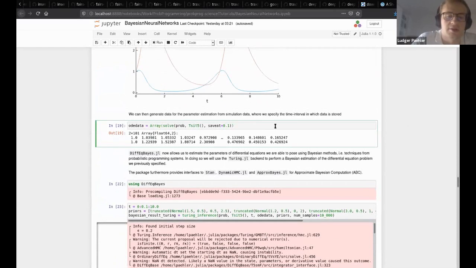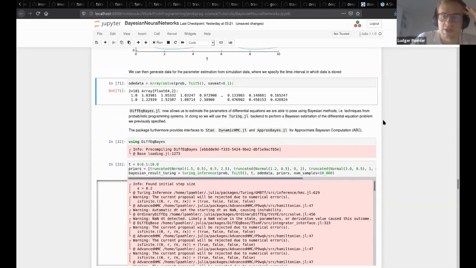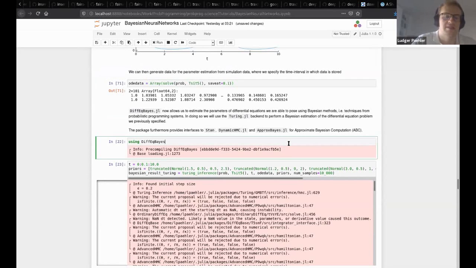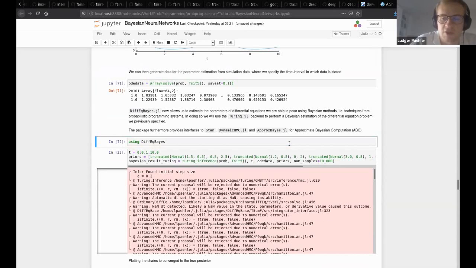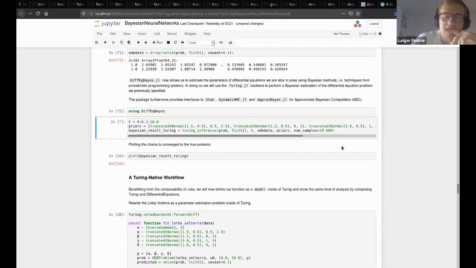So now let's generate ourselves some more data. And now let's combine this idea of having this differential equation as a model with Bayesian analysis, especially Turing as a probabilistic programming system. There's this package which already brings part of the functionality that we need to combine it with Bayesian analysis. Here we give our priors over the initial parameters, and then we can use Turing for inference on the model to get a more Bayesian analysis of it.